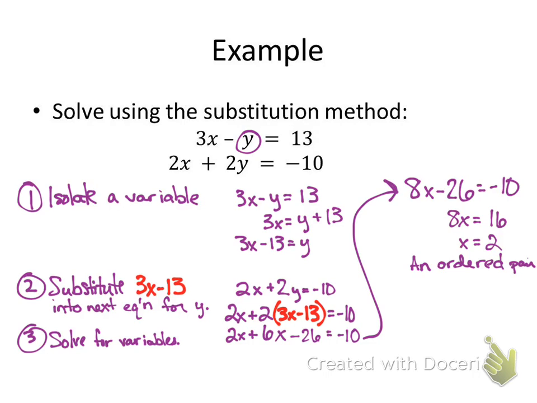So now that we have our x-coordinate, we've got to figure out our y. So part of this solving for the variables, we're going to have to take that x-coordinate and plug it into our equation. Solve for y. We get the ordered pair 2, -7.